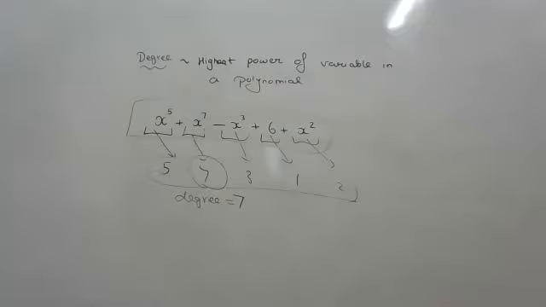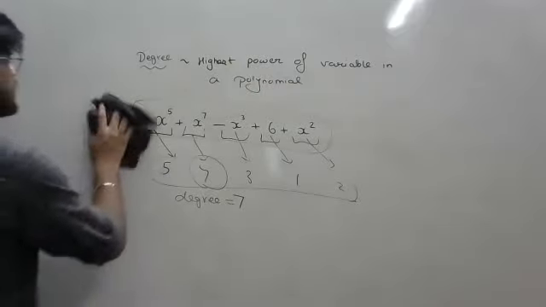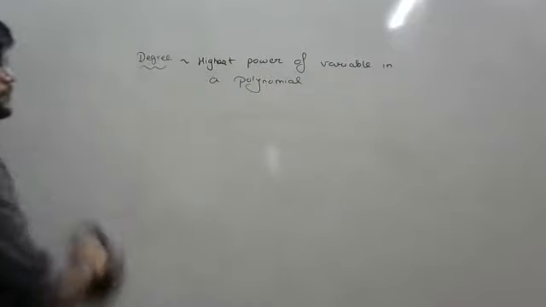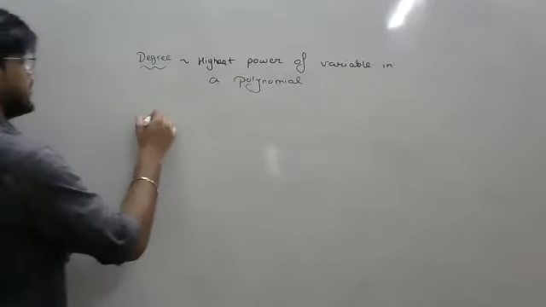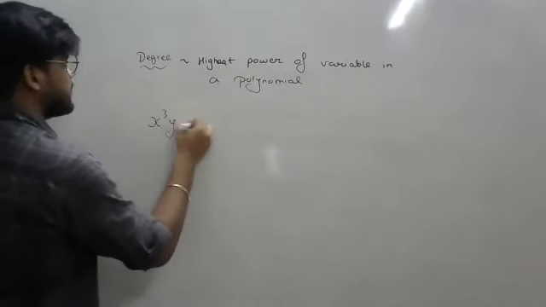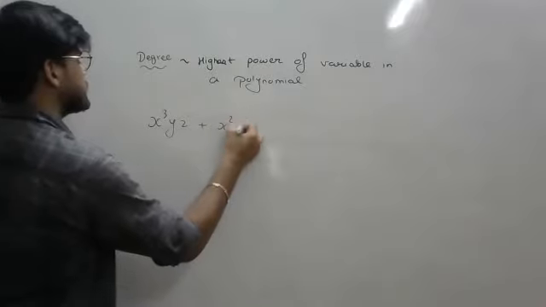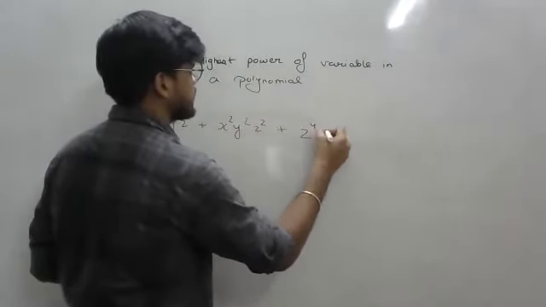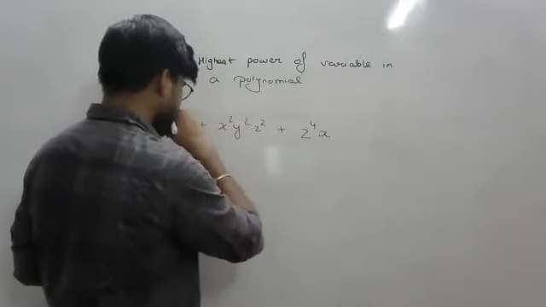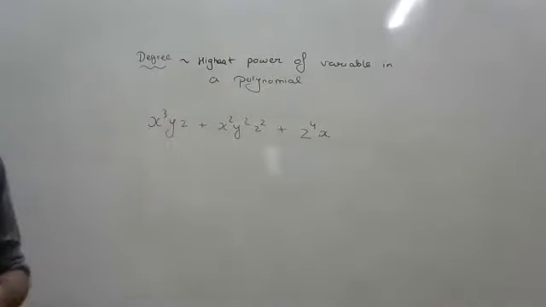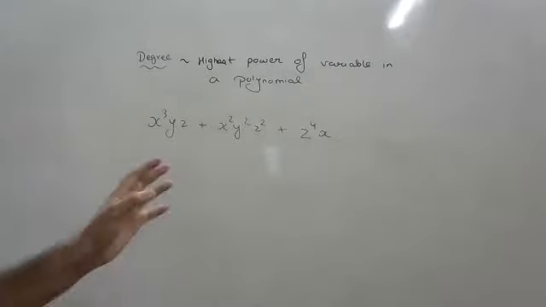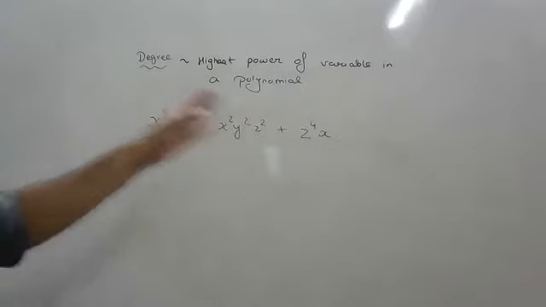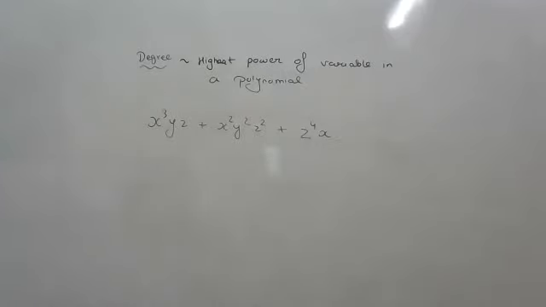Now, this is a very simple question. If I give you a difficult question, let's say you have x cubed yz plus x squared y squared z squared plus z raised to 4 x. So you have this entire expression with 3 terms. Try and find out what would be the degree of this expression.